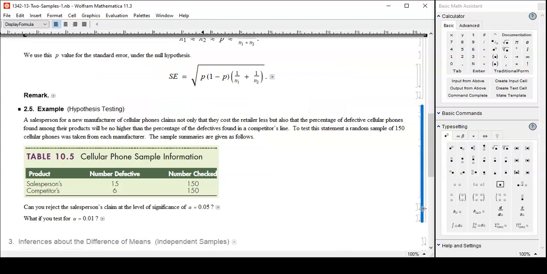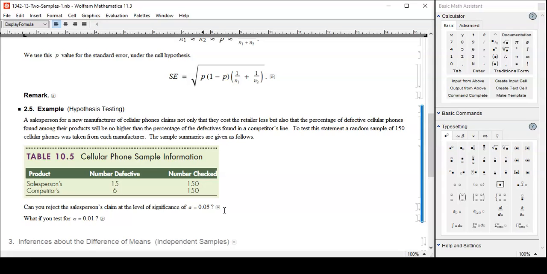Okay, here we go. A salesperson for a new manufacturer of cell phones claims not only that they cost the retailer less, but also that the percentage of defective cellular phones found among their products will be no higher than the percentage of the defective found in a competitor's line. To test this statement, you do some sample studying and you got this result. Now you want to test it.